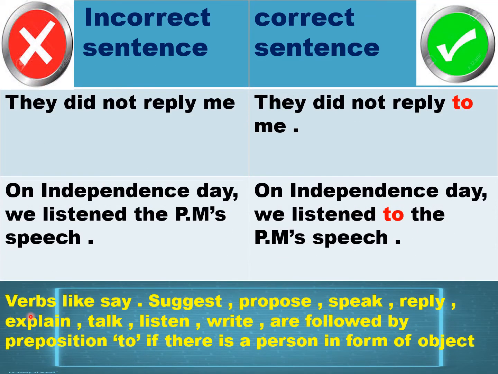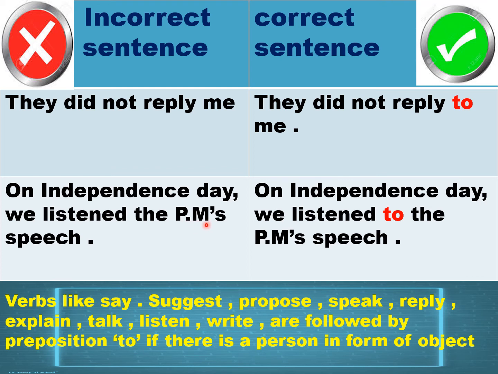See the rule. Verbs like say, suggest, propose, speak, reply, explain, talk, listen, write are followed by preposition to if there is a person in form of object. See the sentences. They did not reply me. On Independence Day, we listened the Prime Minister's speech. Here we have me and Prime Minister as objects.